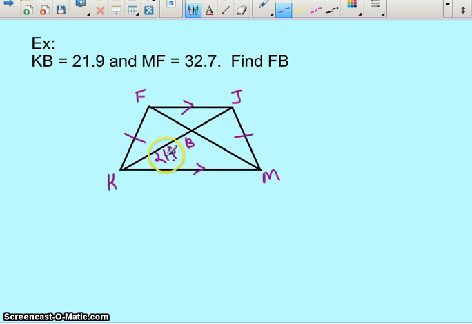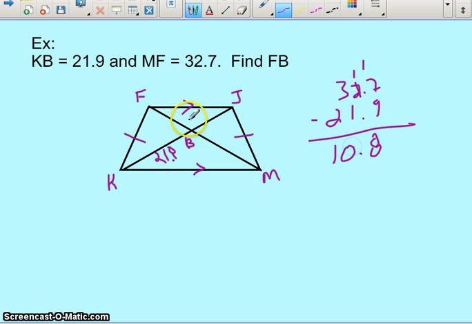Okay, so we know that the diagonals are congruent. We know the full length of one is 32.7. Now we know from this segment to this segment that it's 21.9. So I'm going to go ahead and subtract that and see the leftover here. So that's going to be 10.8, which means that this part up here is going to be 10.8 also. So FB will be 10.8.